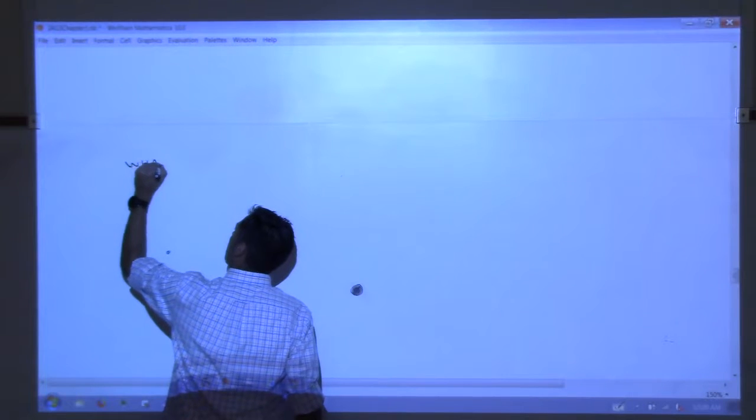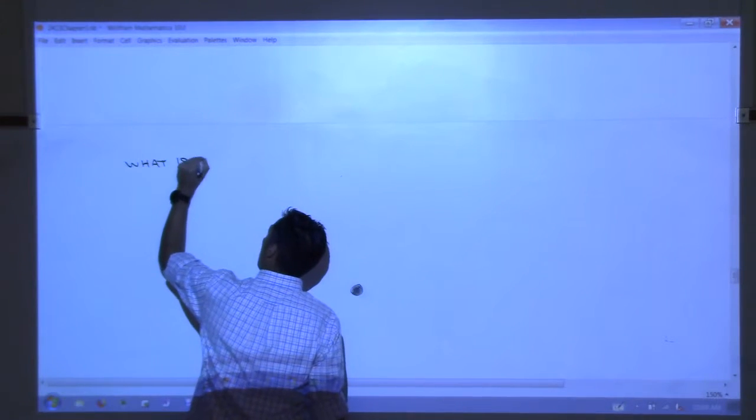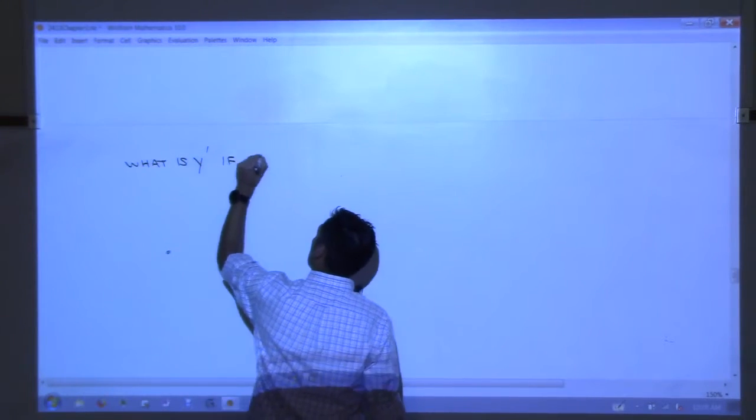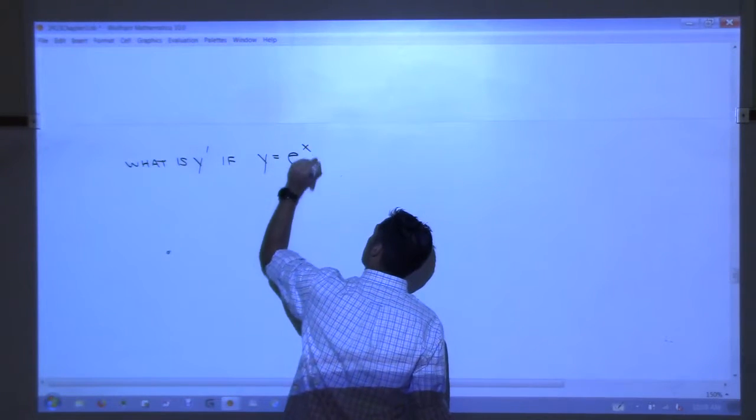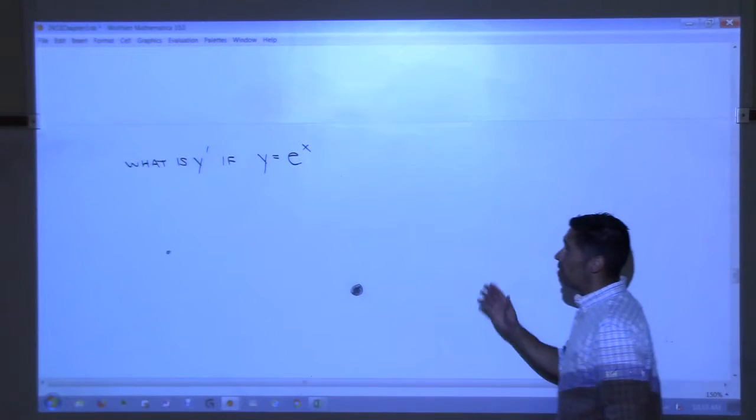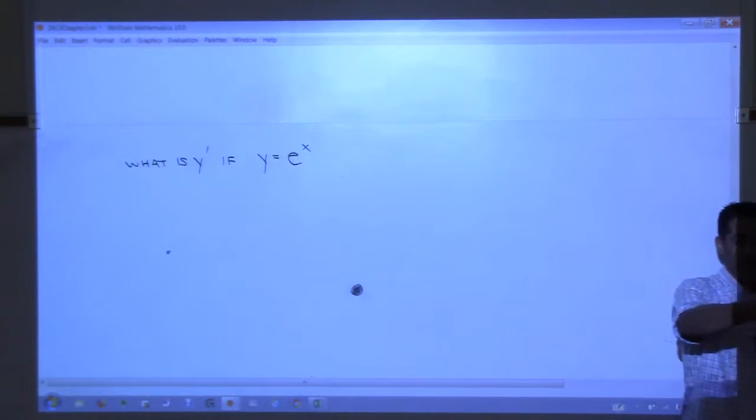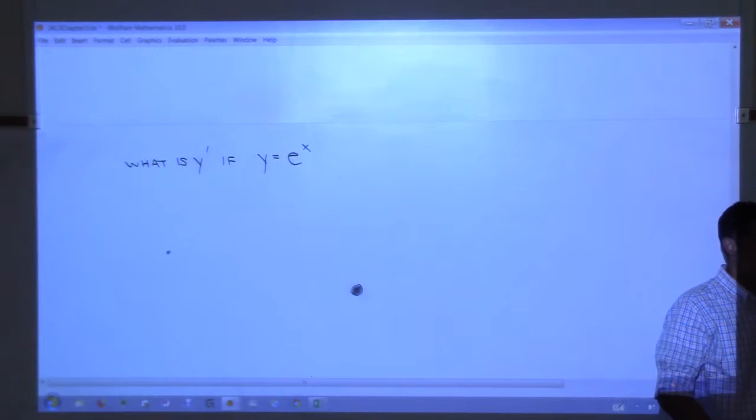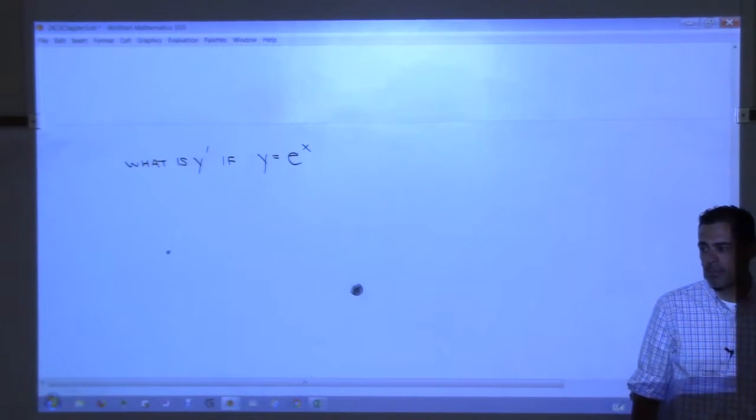What is y prime if y equals e to the x? What is the derivative of e to the x? That's what I'm asking. In order for us to figure this out, we have to go back to the limit definition of the derivative to see if we can figure it out or not.